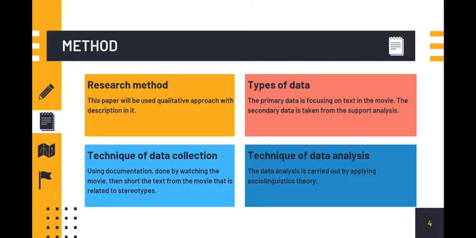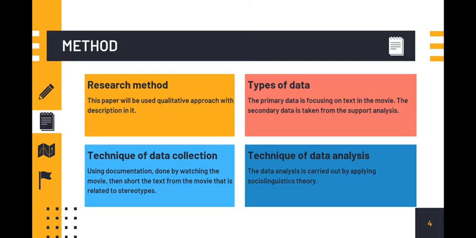The object of the study is society reflected in the movie. The next part is types of data. So the types of data are taken from primary and secondary data. The primary data is focusing on the text or dialogue in the movie, and the secondary data is taken from the support analysis done by the researcher.